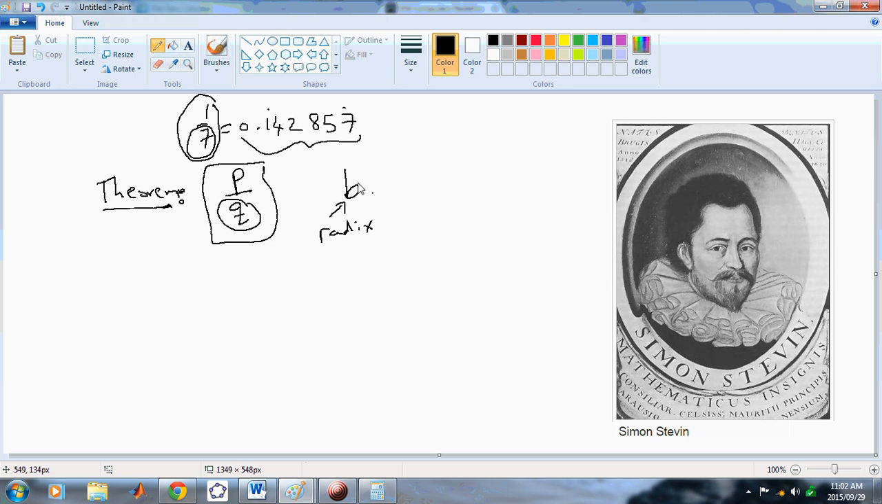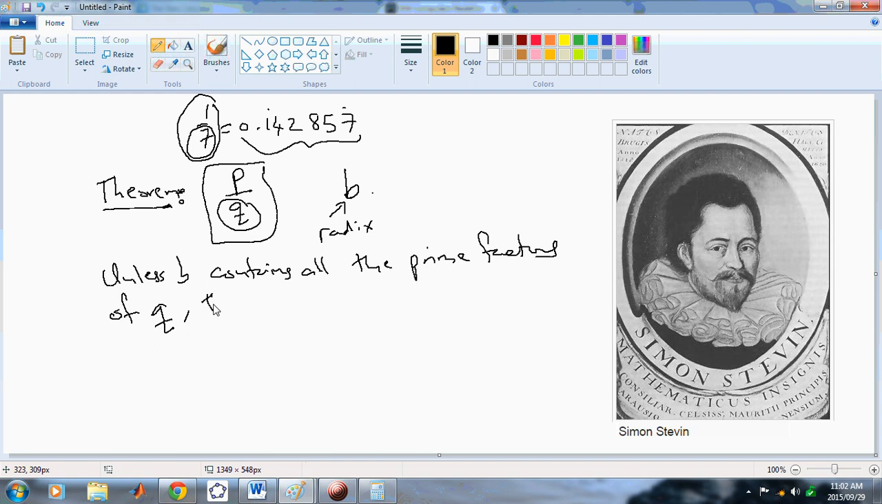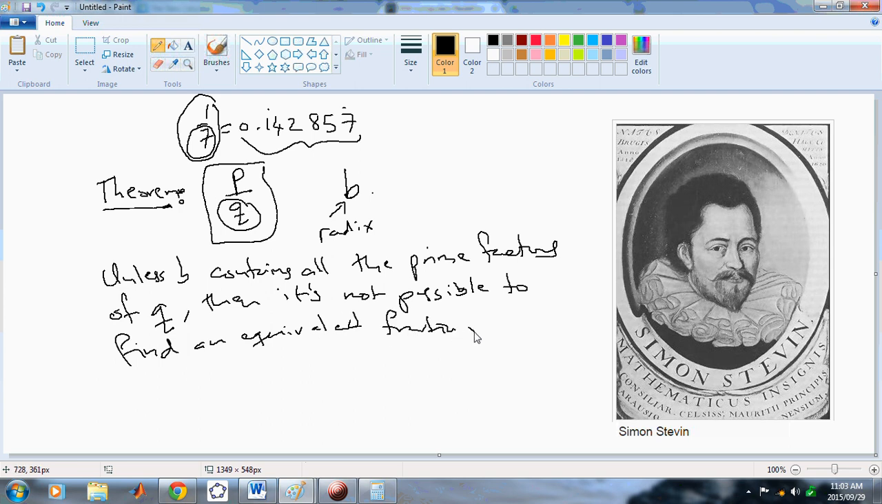Okay, so let me restate that. Unless b contains all the prime factors of q, then it's not possible. It's not possible to find an equivalent fraction in base b. Okay, this is the person who started decimal representation.